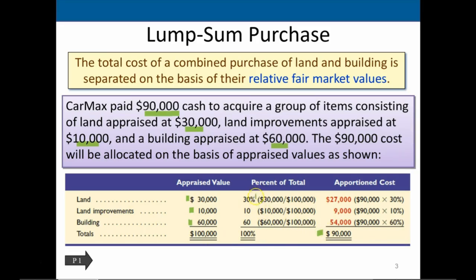So what we can do is come up with a ratio. We use ratios a lot when measuring a lot of different things. So if we take the 30 compared to the 100, that's 30% land. 10 compared to the 100 is 10% improvements, and the 60 compared to 100 is 60% on the building, or 90. So in some way, when we get a lump sum purchase, we're going to have to break it out between these separate categories.